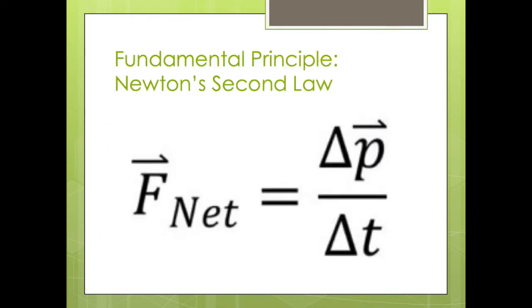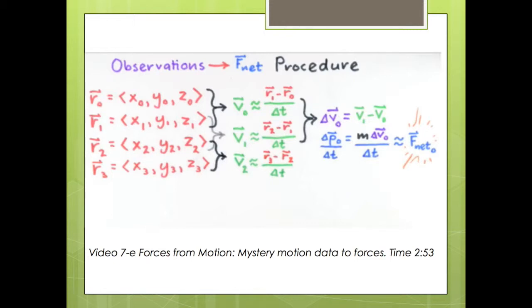Based on the fundamental principle of Newton's second law, net force is equal to the changing momentum over changing time. In order to find this net force, I needed the positions from the CSV file and divided them by delta t to predict the different velocities, which will give me the change in velocity. With the change in velocity, I was able to calculate the momentum, changing momentum, and finally changing momentum over changing time, which is equal to the net force based on Newton's second law.